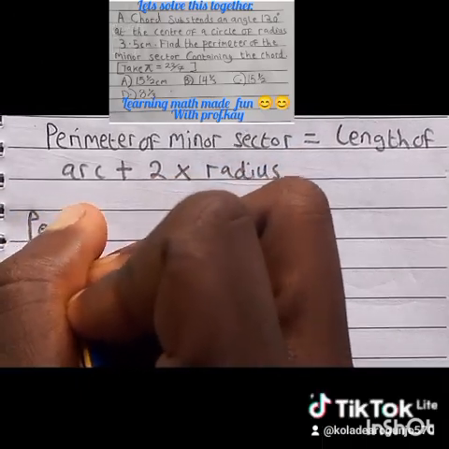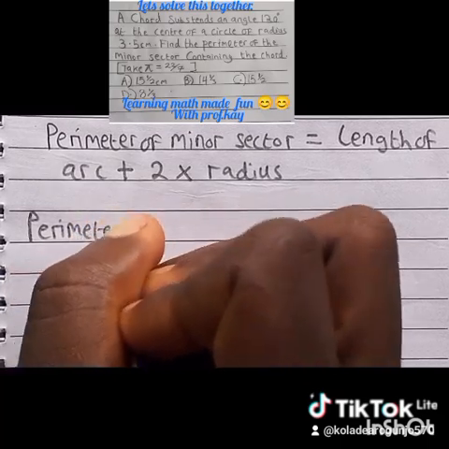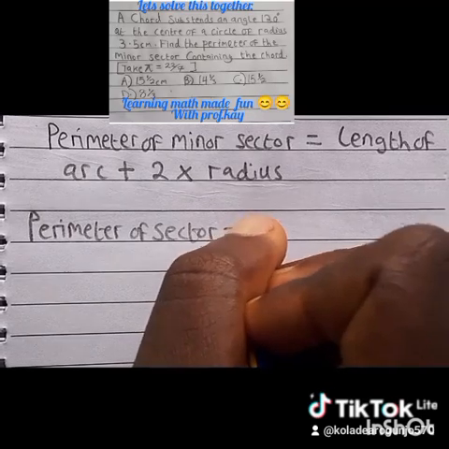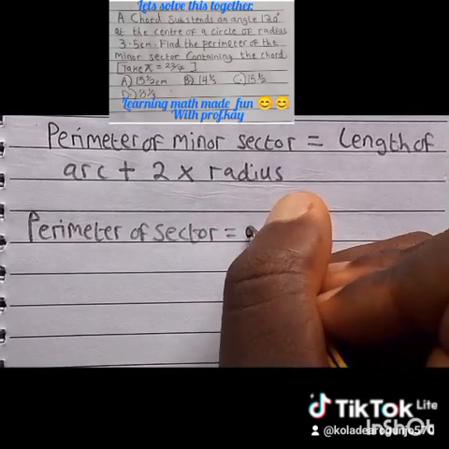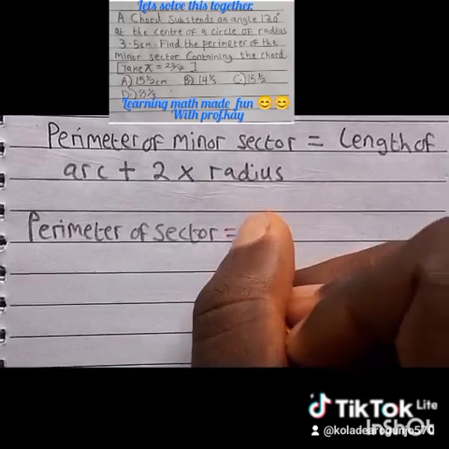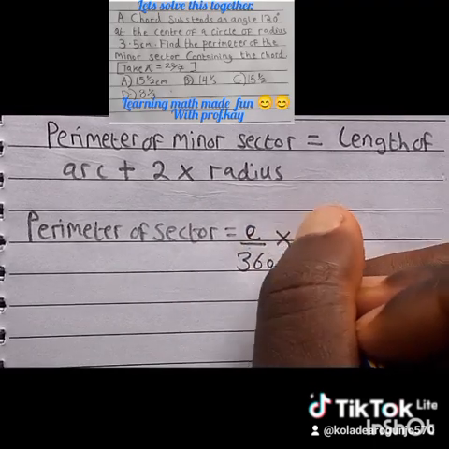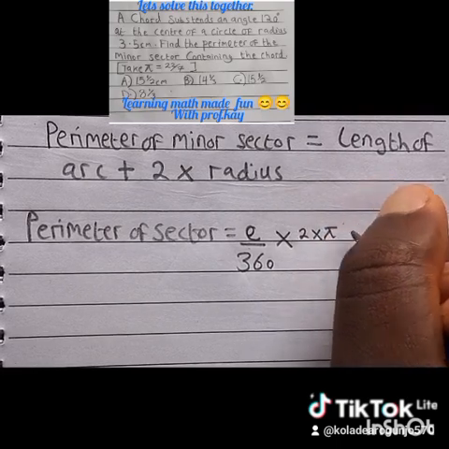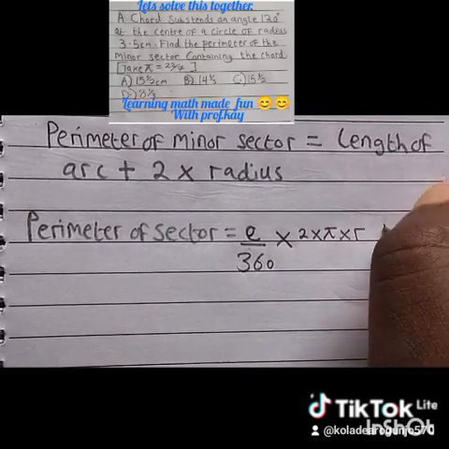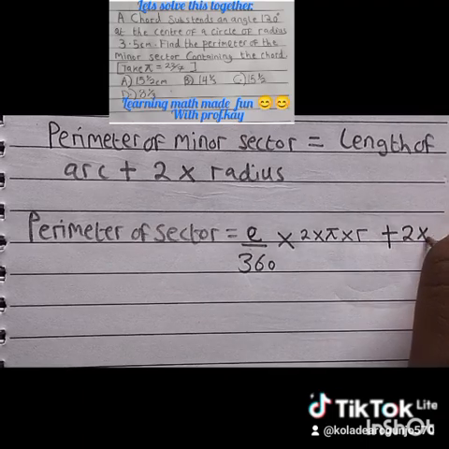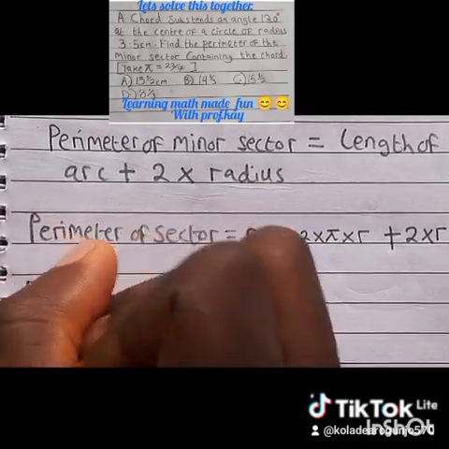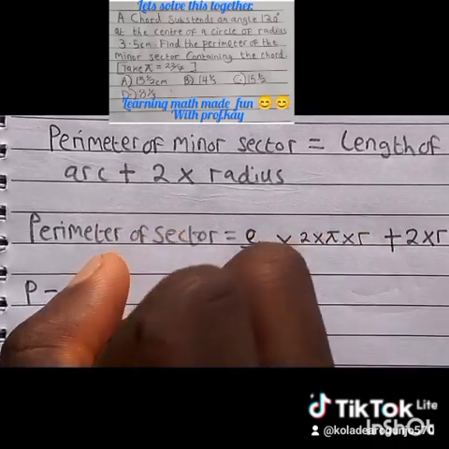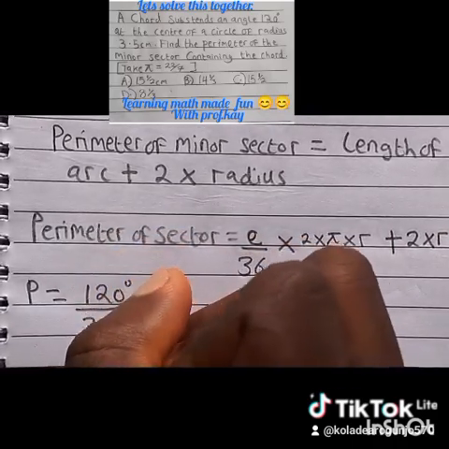So P is going to be equal to perimeter. You can follow me because I might as well be using P instead of perimeter. The perimeter of the minor sector is equal to theta over 360 multiplied by 2 multiplied by pi multiplied by radius, which is the length of the arc, then we add 2 multiplied by the radius. That theta over 360 multiplied by 2 pi r is the formula for the length of the arc. If you are confused, I guess that would have helped you.